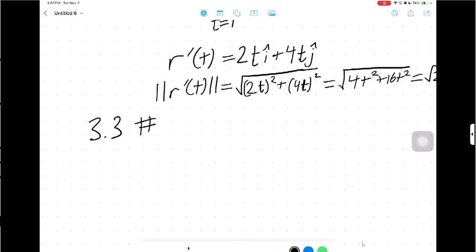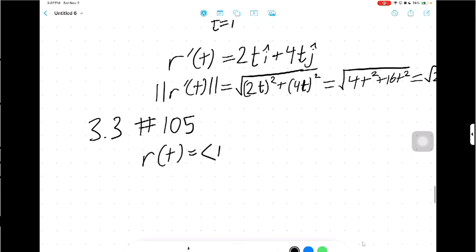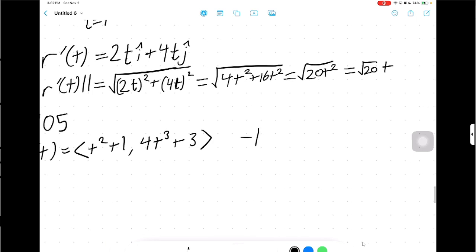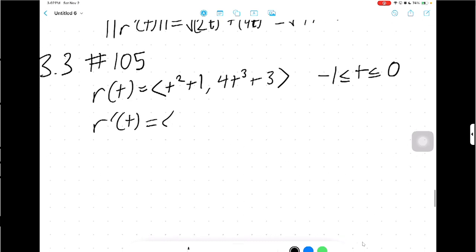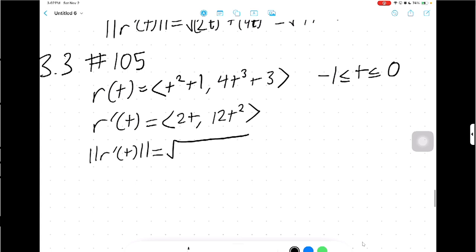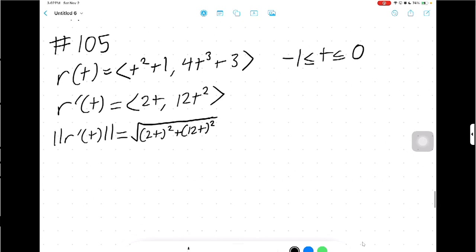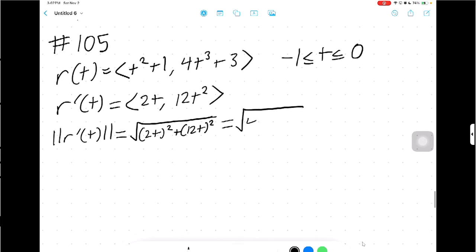Right, next, 105. Here, r of t is equal to t squared plus 1, 4t cubed plus 3, and t goes between -1 and 0. R prime of t is 2t, 12t squared. So the square root of 2t squared plus 12t squared, root 4t squared plus 144.